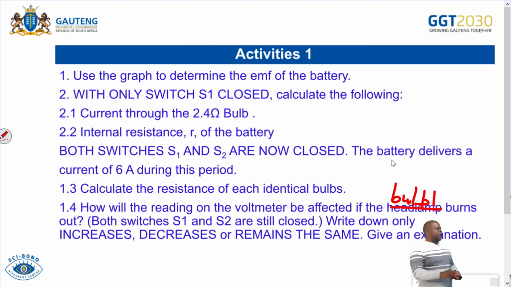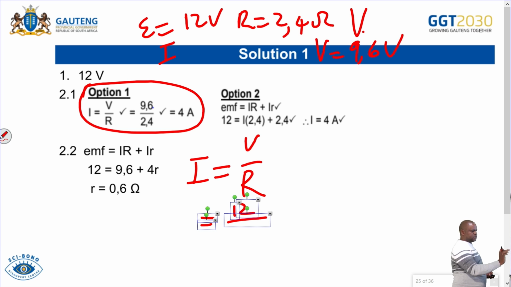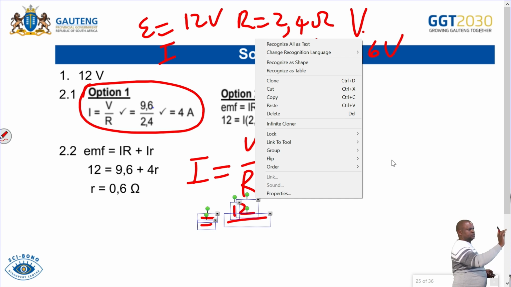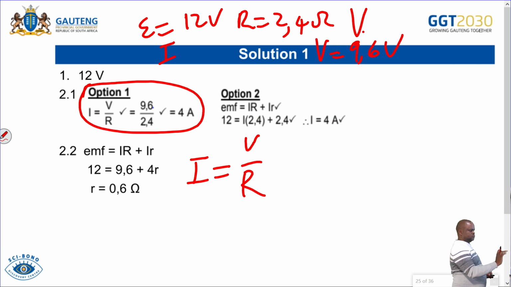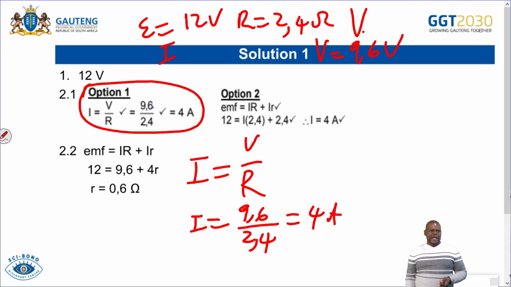Then here we have V, which is going to be 9.6 volts. That is why here we're going to use I is equals to 9.6 divided by 2.4, which is going to give us 4 ampere. Are we together, grade 11s? Yes, it's going to give us 4 ampere.